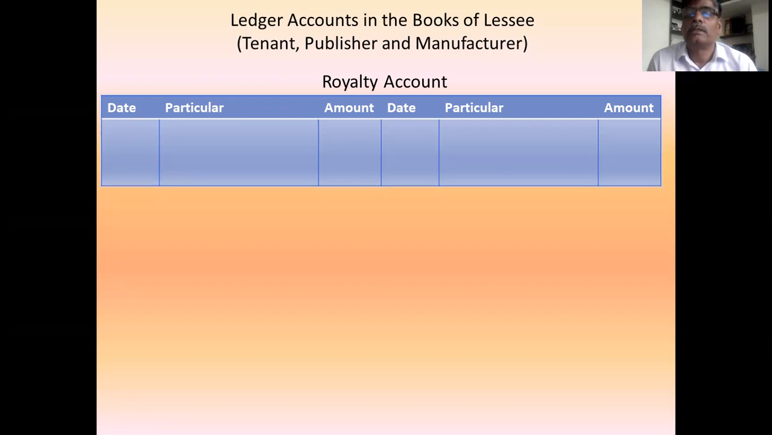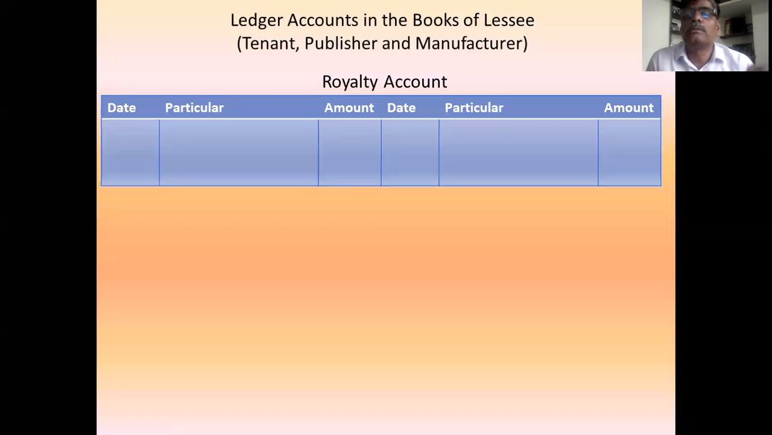First year amount in the first year, second year amount in the second year, third year amount in the third year, fourth year amount in the fourth year, fifth year amount in the fifth year. Whatever royalty you calculated in the chart, whatever amount is there in the royalty column, you write on the debit side and credit side, the same amount. Take the total and close the account. One year completes.